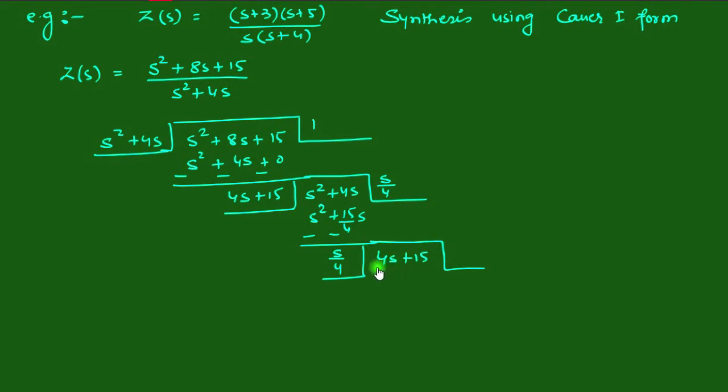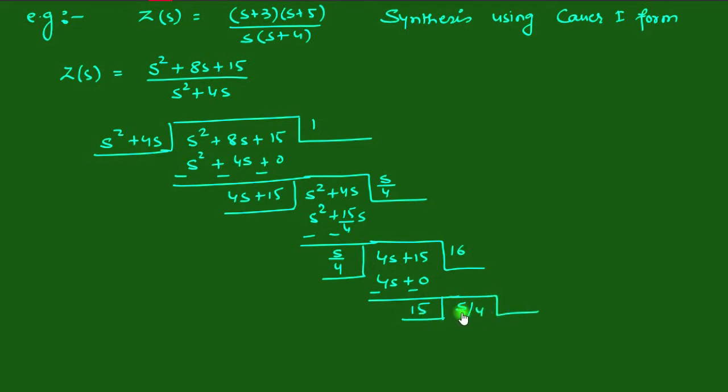I have 4s here and I have s by 4 here. To get 4s out of this s by 4, I need to multiply it with 16. So I will get 4s plus 0, changing the sign, I will get 15 as the remainder. Now this is the new remainder, it will become the new divisor and the old divisor will become the new dividend. So writing s by 4 here.